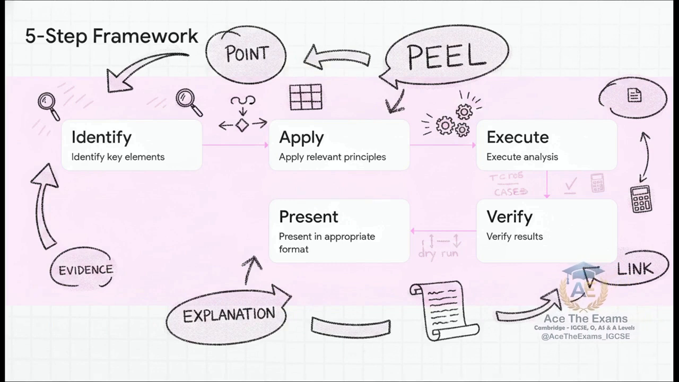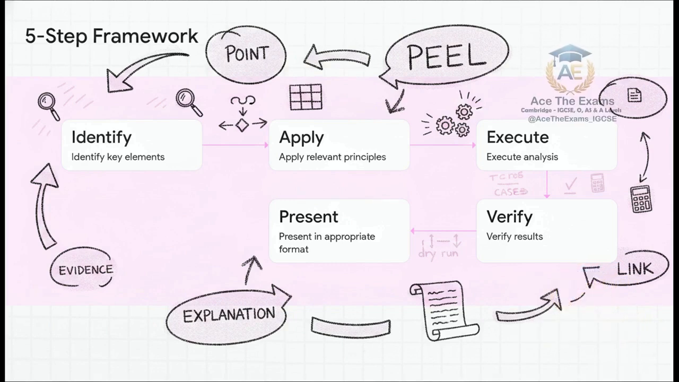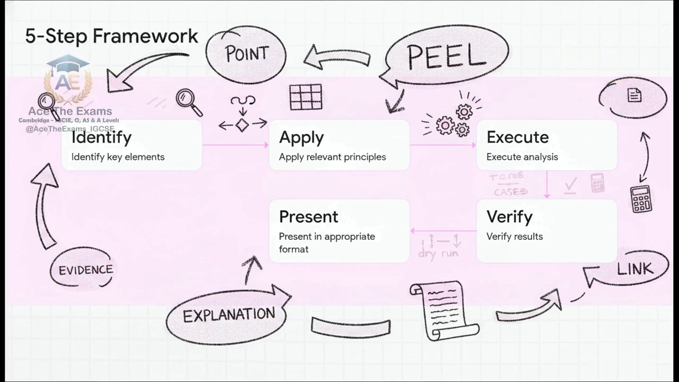Point, evidence, explanation, link. Whenever you are asked to explain your design choices in computer science, you state your algorithmic point, provide evidence directly from the structured English scenario, explain the logic behind your pseudocode choice, and then link it back to the system's overall efficiency. This is the ultimate computer science success blueprint. It's exactly how you turn a messy paragraph into structured perfection.